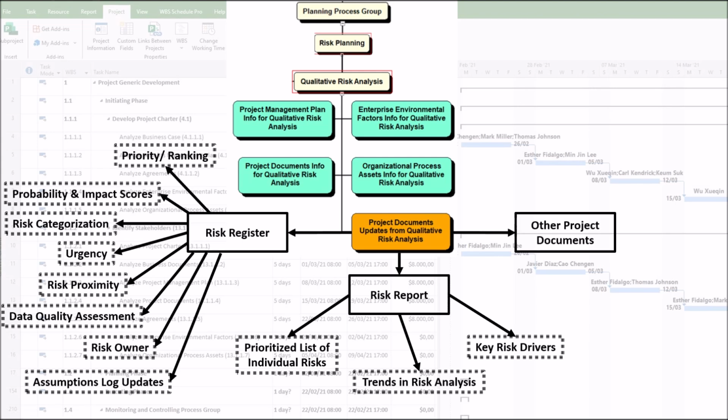Other project documents, such as inputs that get referenced, updated. These documents are inputs that provide crucial context. They may also receive minor updates as a result of the analysis. Assumptions log. As mentioned, a critical input. You update it to flag high-risk assumptions. Issue log. If a risk has already occurred, it moves here. Qualitative analysis helps you prioritize which issues are most critical.